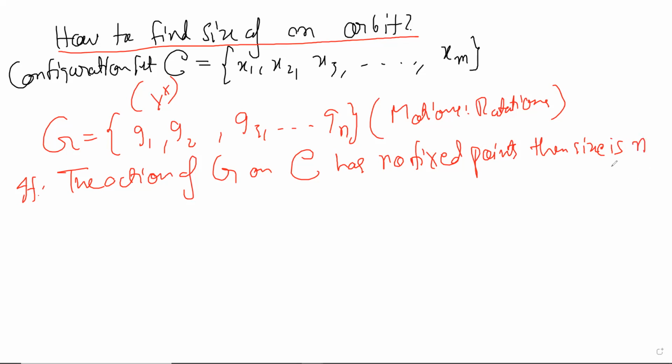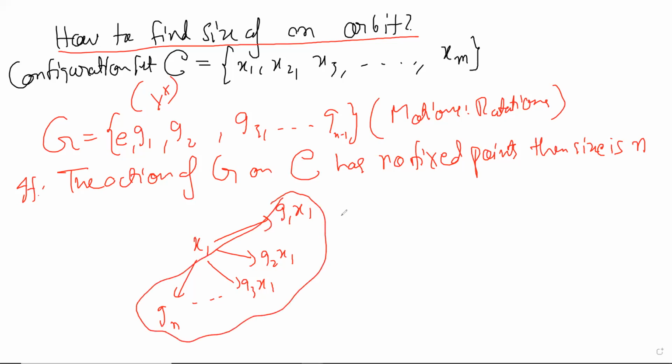N, right? Because you start from x1, you apply the motion g1, you get another configuration. You apply the motion g2, you get another configuration. You apply g3, you get another, and so on. You apply the motion gn, you get another. I should say the identity configuration is there. That fixes, of course, so it's n minus 1 here, and you can check that all these will also be distinct.